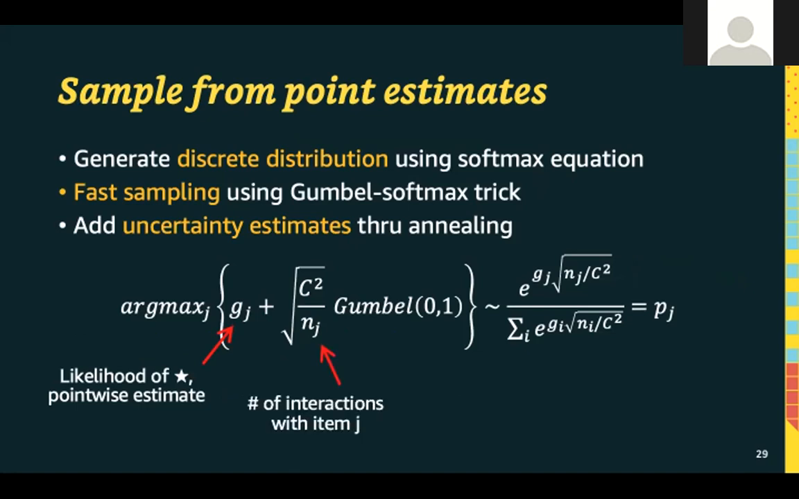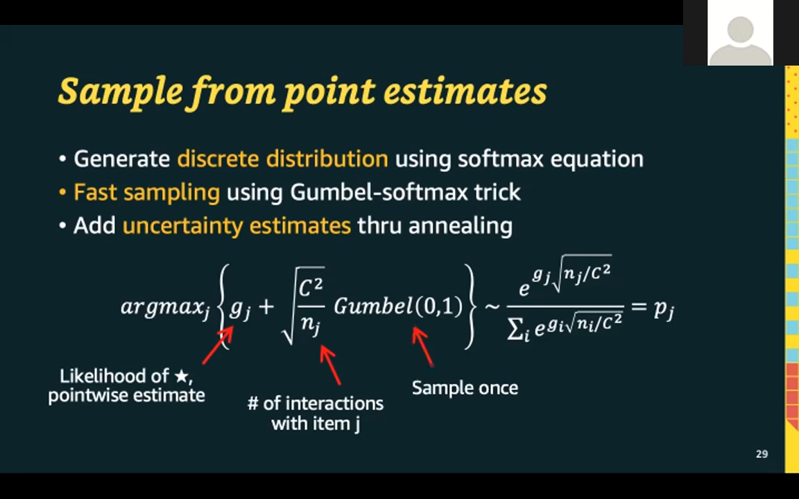B is basically the number of interactions with an item. So this is my cheap way of estimating a variance and adding some uncertainty in the system. Modeling the uncertainty in the system, right? If you think of annealing, this is the temperature.